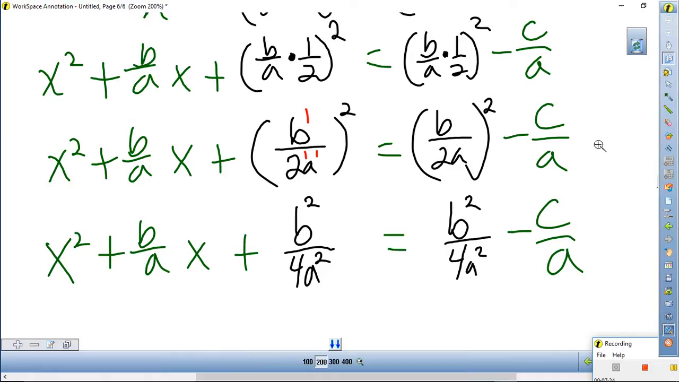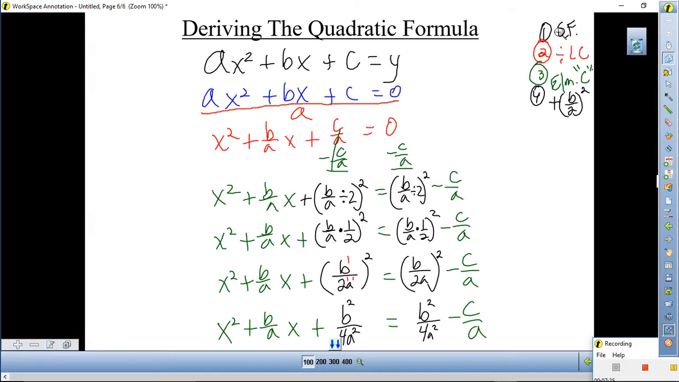Is that correct? So let me go back to our steps. Did we have it in standard form? Set it equal to 0. Eliminate the constant. Added b over 2 squared, yes, and then we simplified all the way that step. Step 5 for completing the square. Ale.